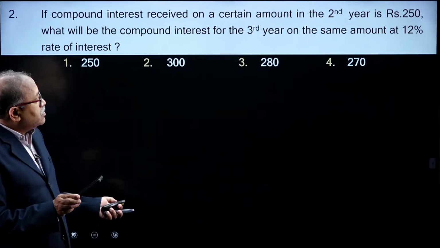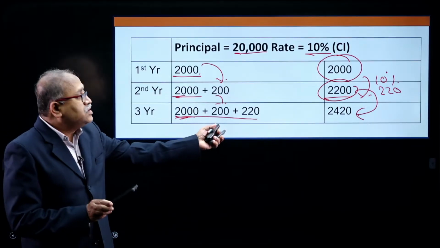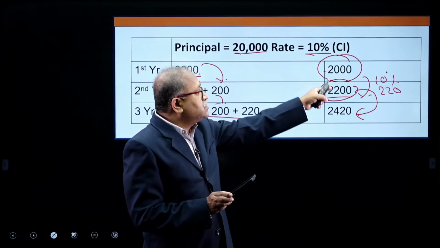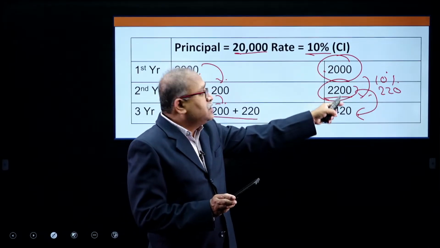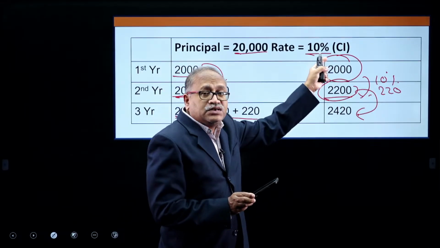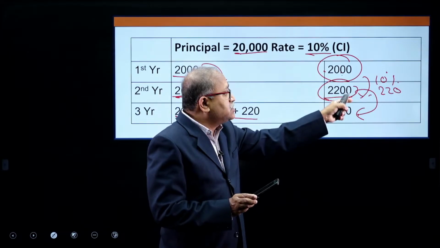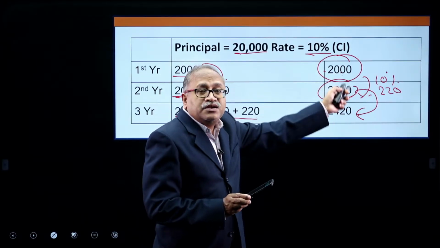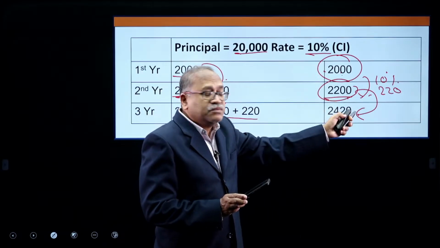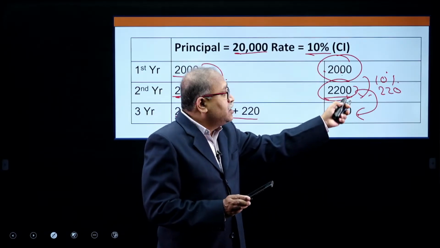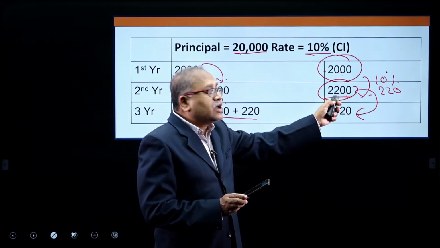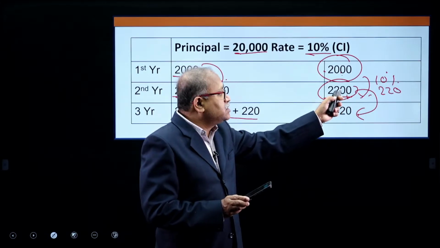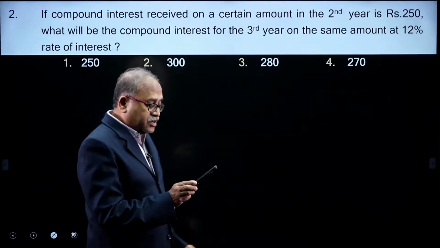I explained over here how, if the first year interest is there, how can I get the second year interest? So, simply, the rate of interest is 10%. Calculate 10% on this interest and add it to the first year interest, and you are getting the second year interest. Similarly, if I have the second year interest and I need the third year interest, calculate 10% of the second year interest, add it to this, and you will be getting the third year interest.